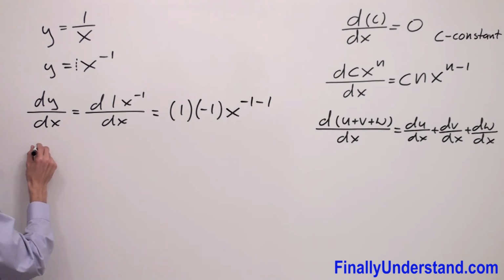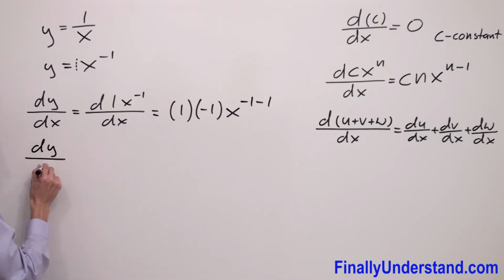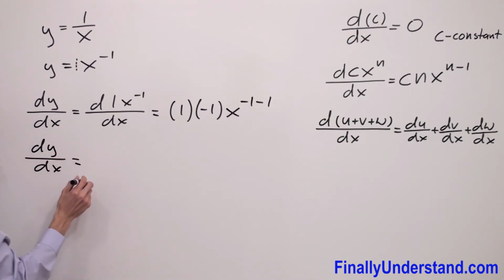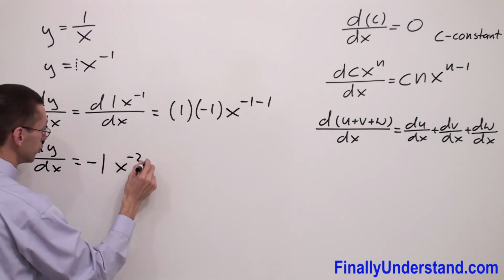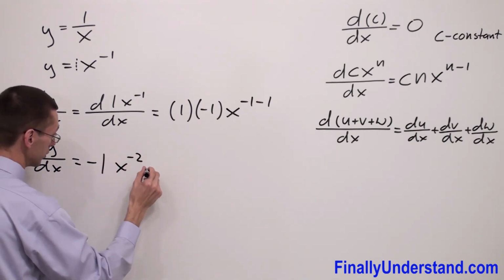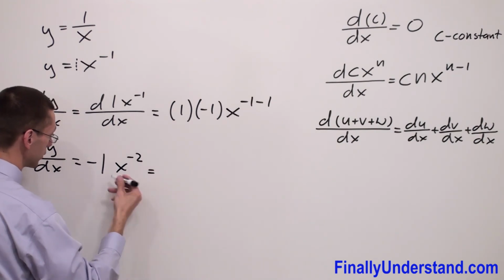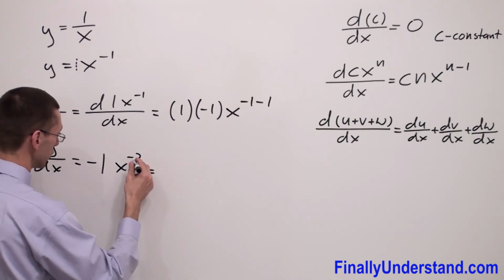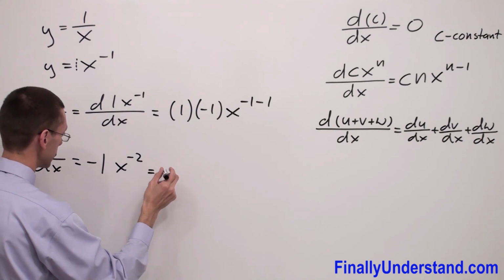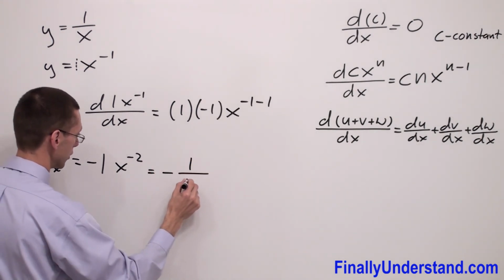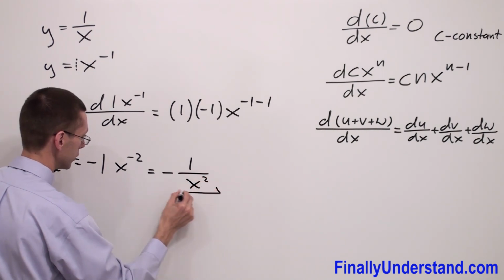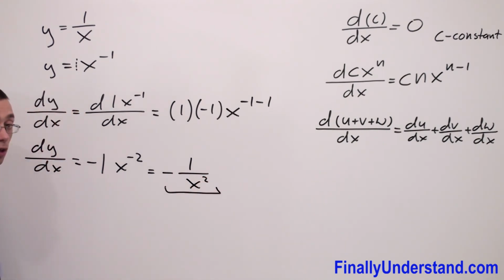So I have dy over dx is equal to -1 times x to the -2. You can write this answer like this, or you can simply convert your negative exponent to positive and write that this is equal to -1 over x to the second power. And this is the solution to my problem.